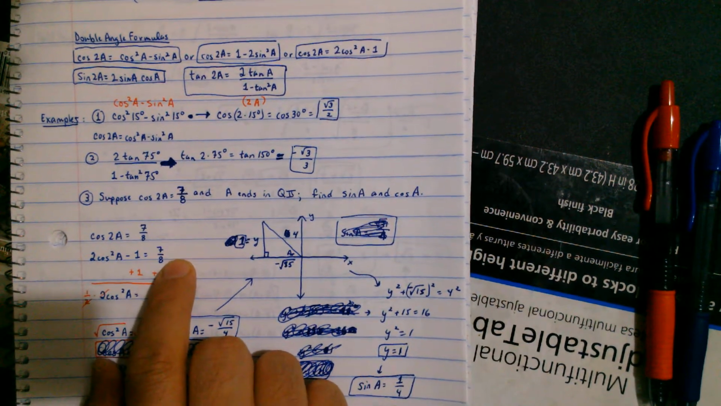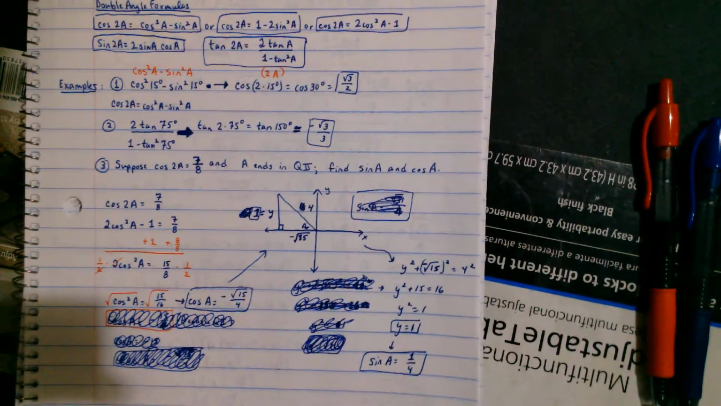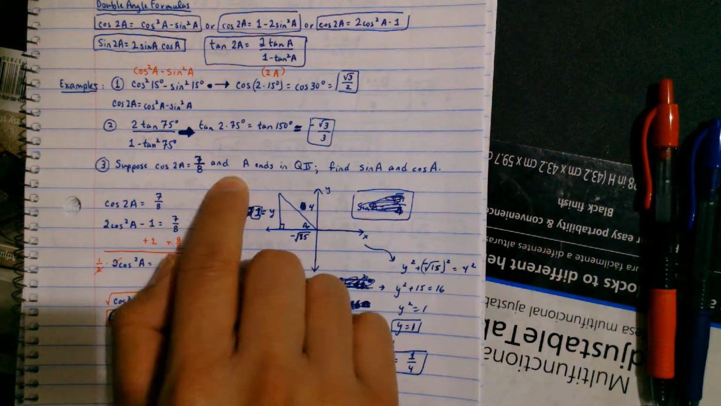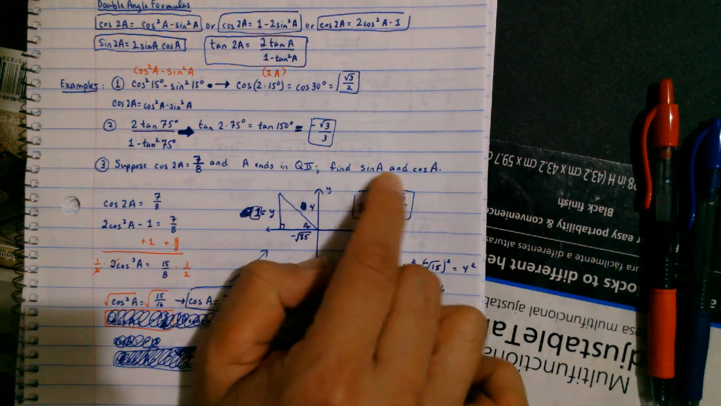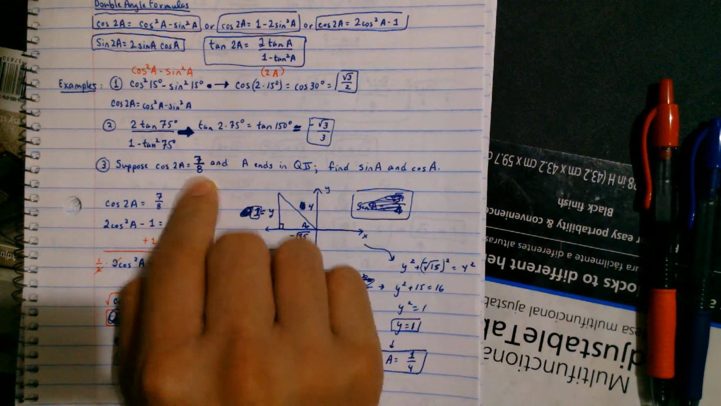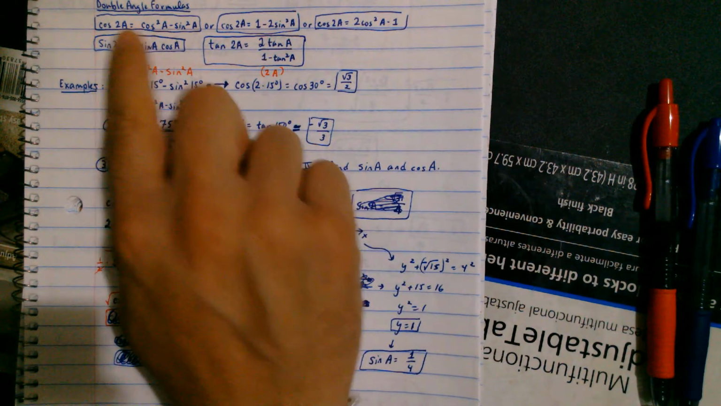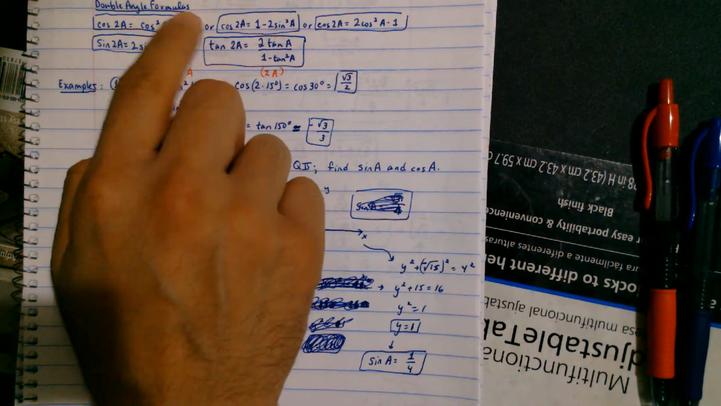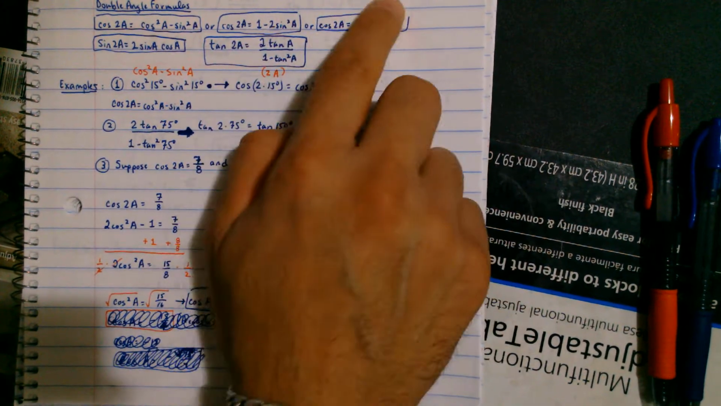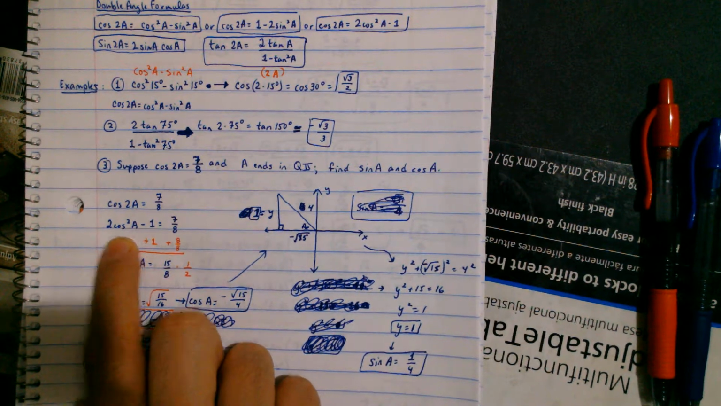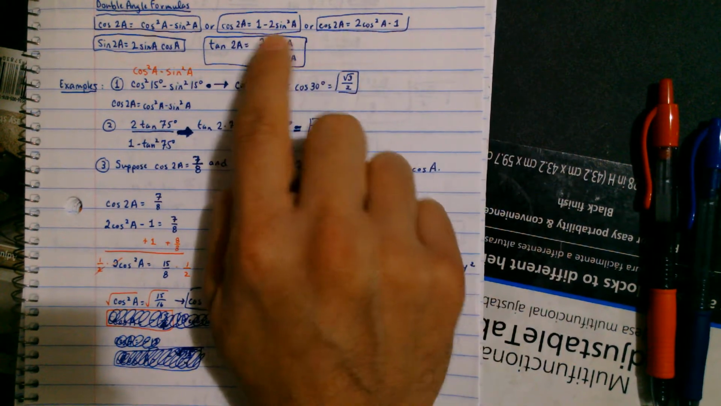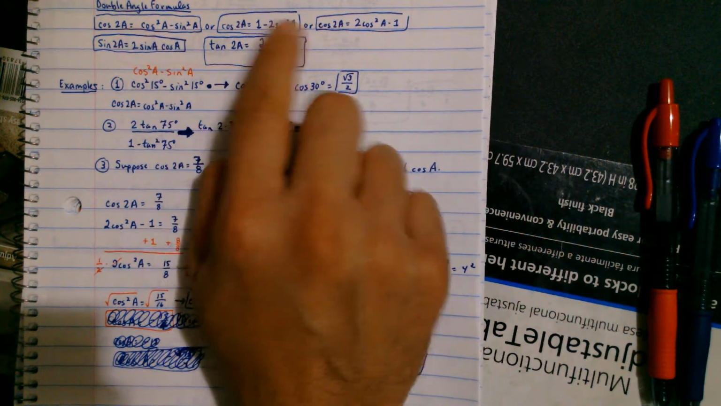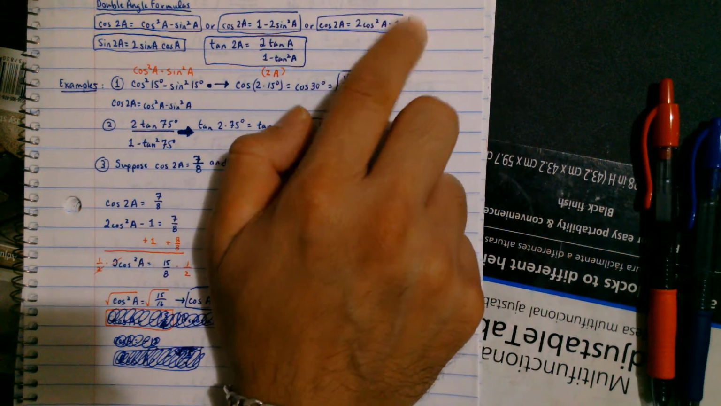Now this one is a little bit different. It says, suppose cosine of 2a is 7 over 8, and a ends in quadrant 2. Find sine of a and cosine of a. Well, that says if cosine of 2a, one of these three versions, so we're trying to set one of these three versions equal to 7 over 8. I chose the third version because the trig function is positive and it's only one. It doesn't have two trig functions you have to solve for. So I went ahead and used the third formula.